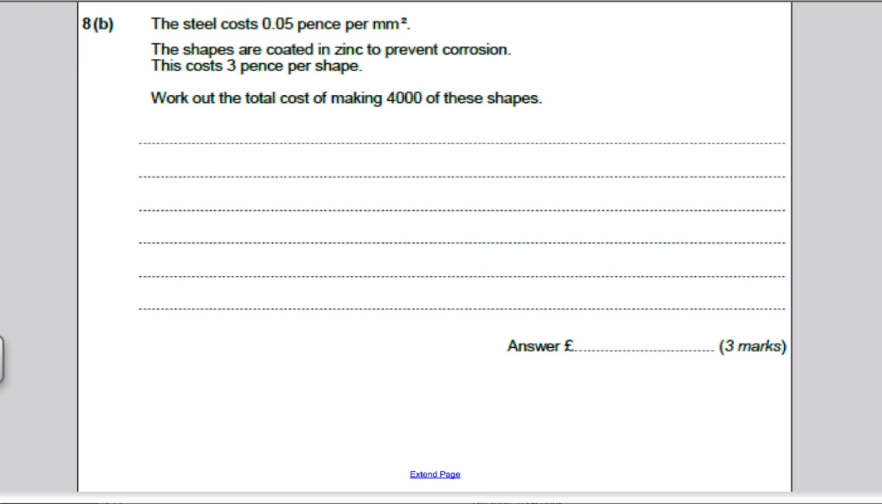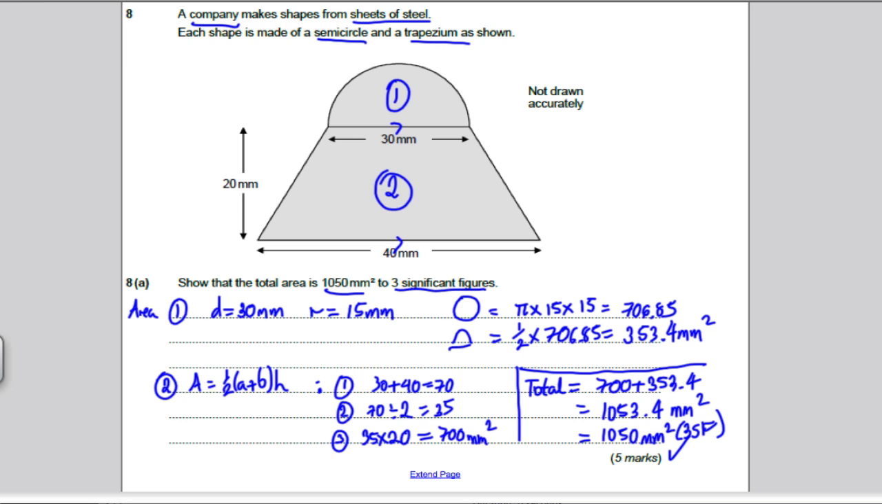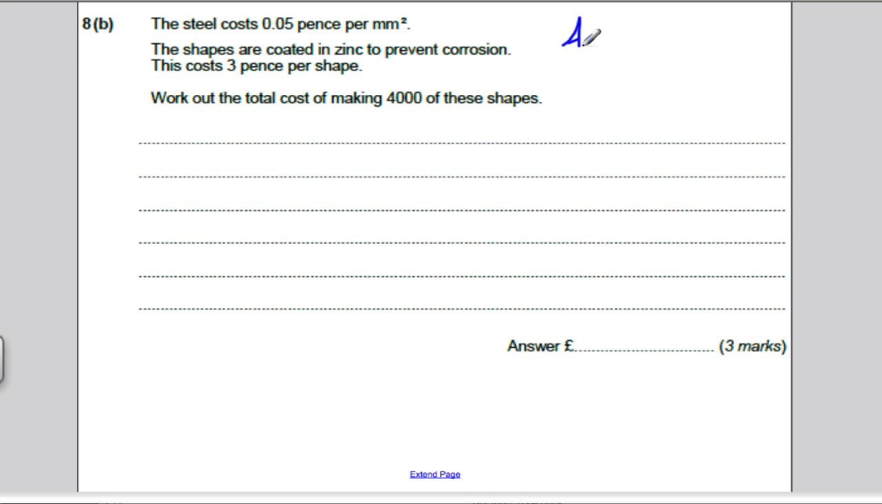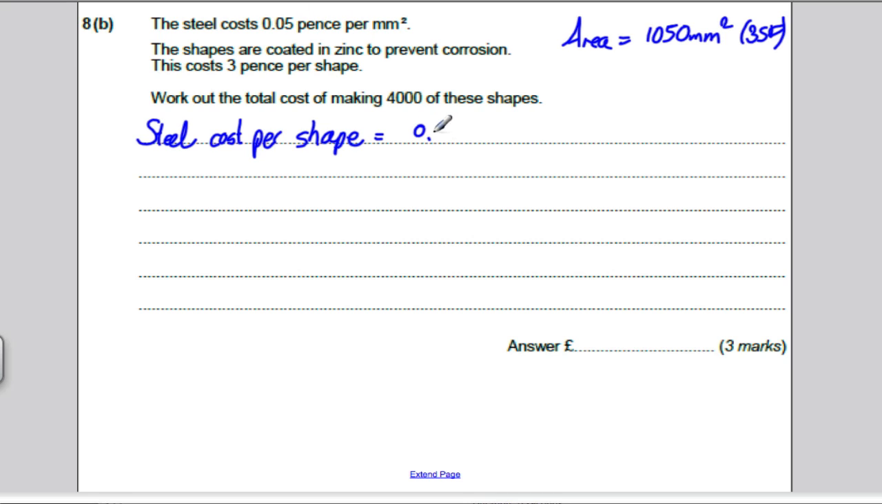Okay, let's have a look at this. Let's just remind ourselves from this part that the area of the total shape was 1050 millimeters squared to 3SF. It tells you that steel costs 0.05 pence per millimeter squared. So let's work out how much steel costs per shape.